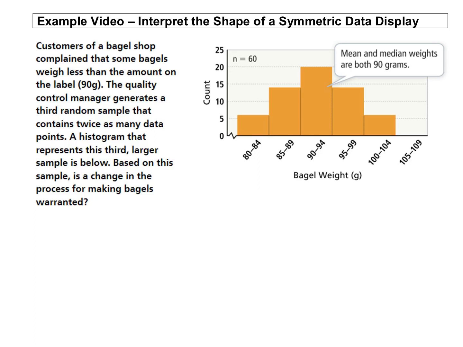All right, now we're going to look at interpreting the shape of a symmetric data display. So customers of a bagel shop complained that some bagels weigh less than the amount on the label, which was 90 grams. The quality control manager generates a third random sample that contains twice as many data points.